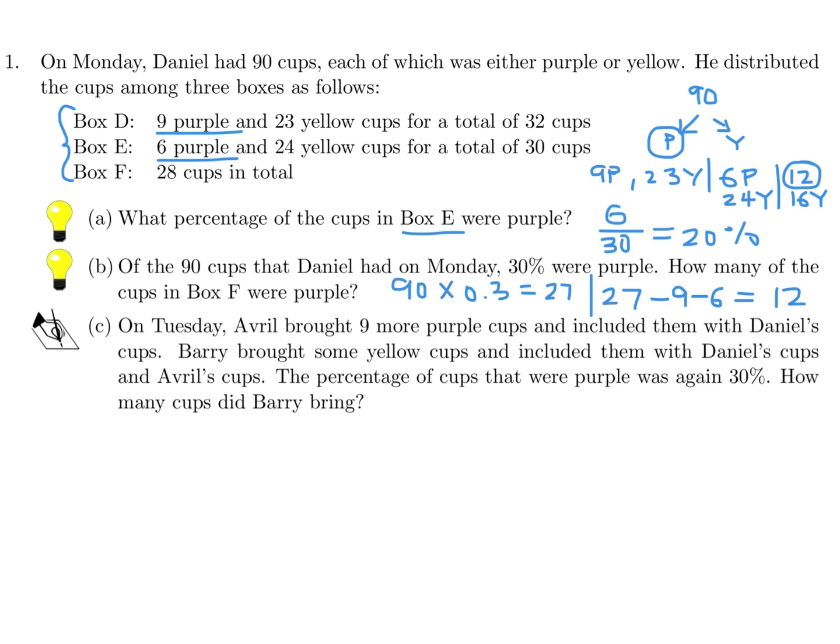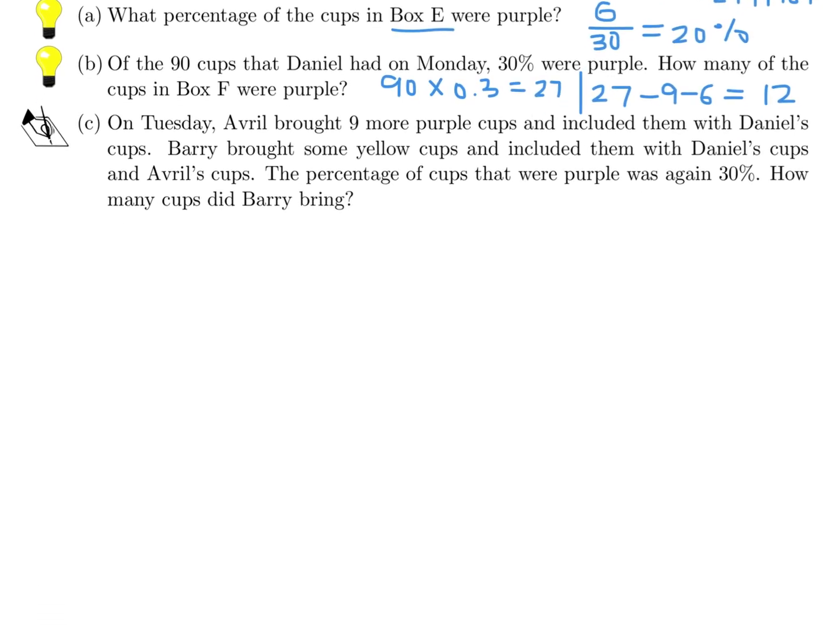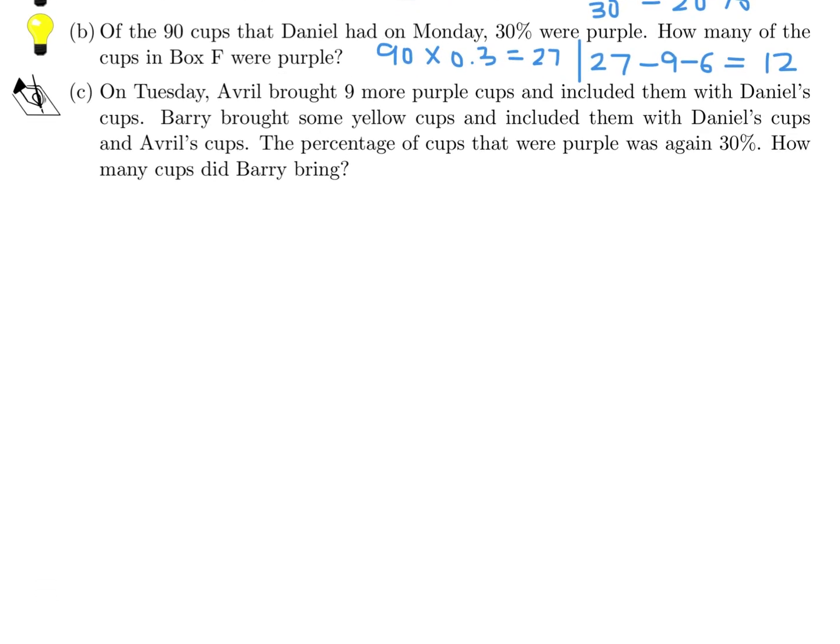See, on Tuesday, Avril brought 9 more purple cups and included them with Daniel's cups. Barry brought some yellow cups and included them with Daniel's cups and Avril's cups. The percentage of cups that were purple was again 30%. How many cups did Barry bring?